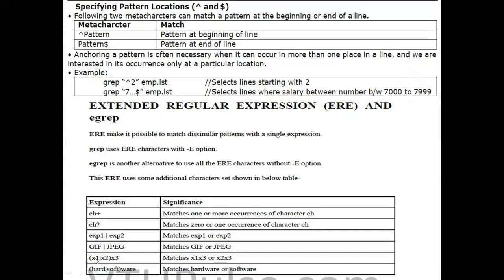This is OR. If you are using brackets, it represents AND. That means X1, X3 or X2, X3. Here also is the same example, hardware or software. This is OR, brackets is AND.